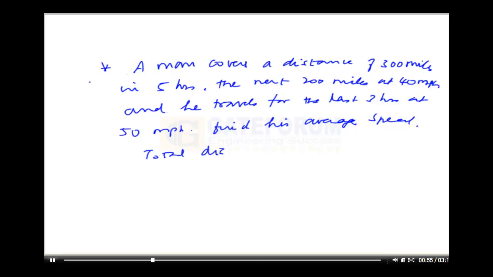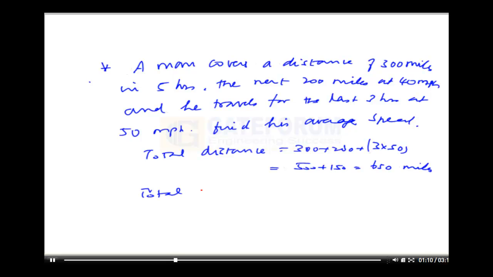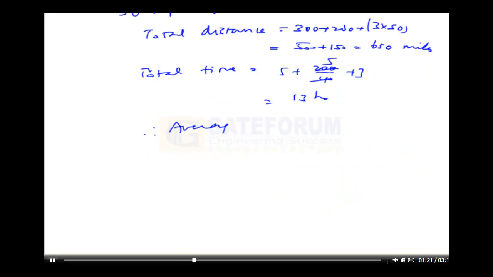Total distance will be 300 plus 200 plus 3 hours into 50, that is 500 plus 150, total 650 miles. And if you look at the total time, it is first 5 hours, next 200 at 40, 5 hours, the last 3 hours, that makes it 13 hours. Therefore, the average speed is equal to 650 at the rate of 13 hours, that is 50 miles per hour.